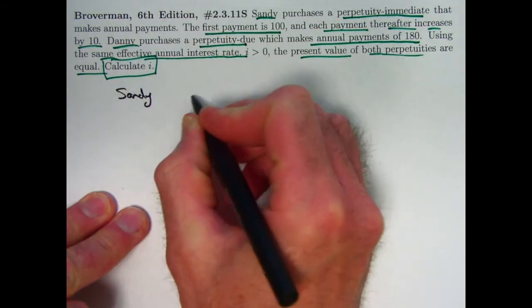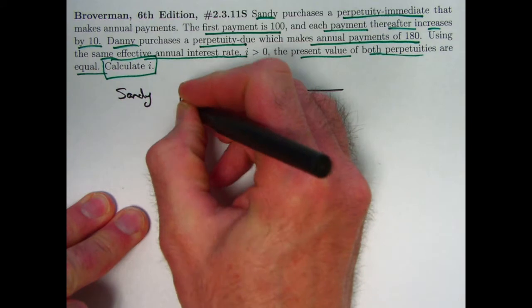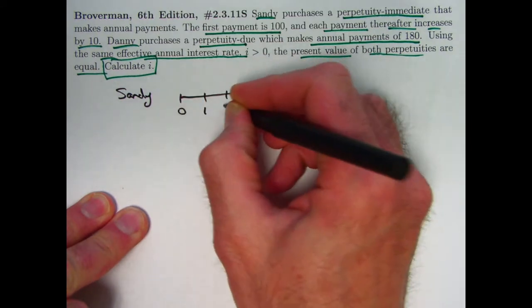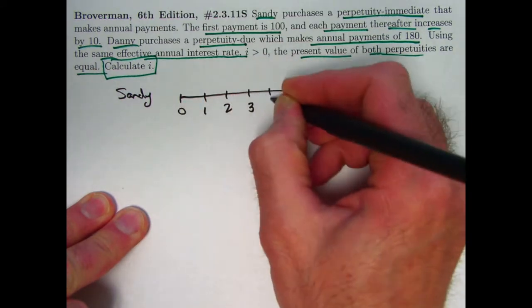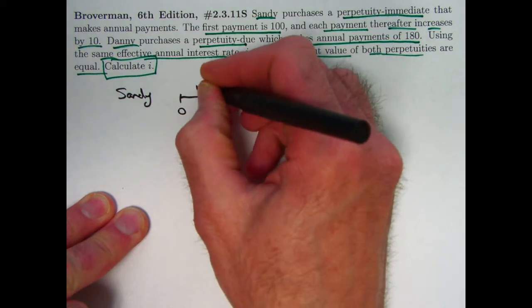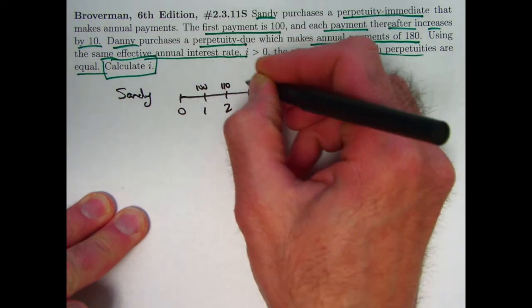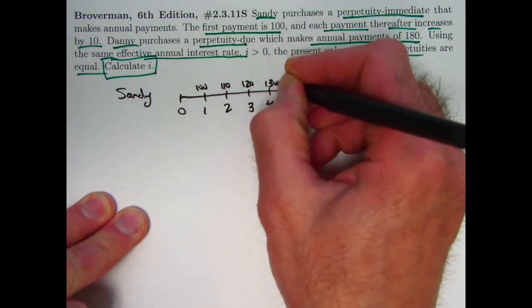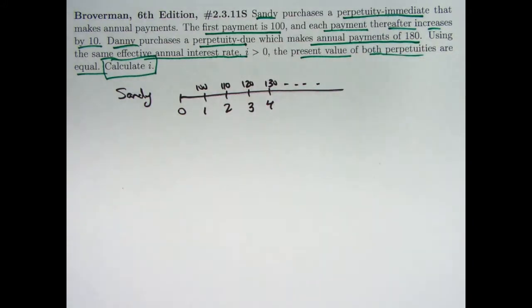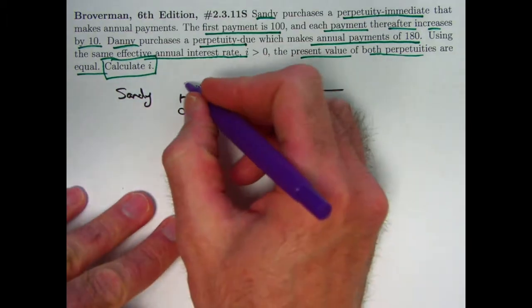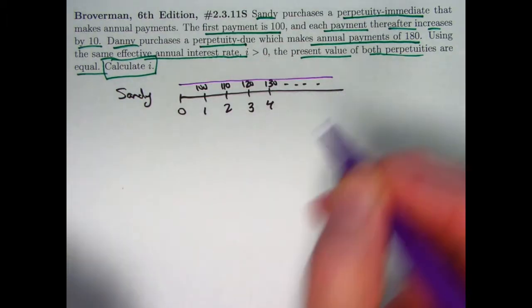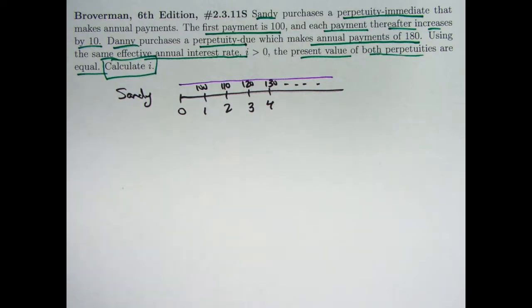All right, so here's Sandy's situation. Her first payment is at time 1. Now you certainly could write 100 here, and then 110, then 120, 130. However, it's going to be helpful to break this up into a form where we have formulas that we can use. We're going to break this up into two pieces, one of which is going to be a constant annuity immediate, and the other one of which is going to be a constant multiple of the increasing annuity immediate that we've talked about recently.